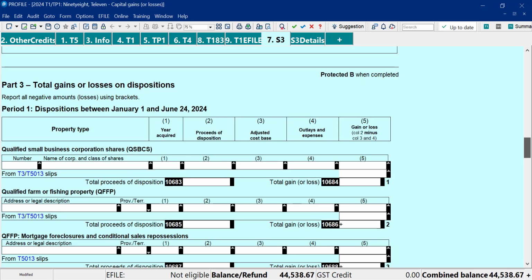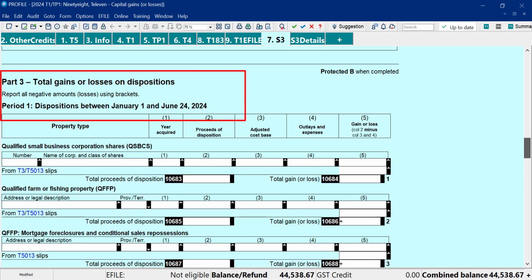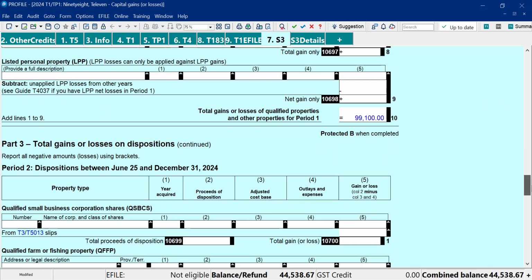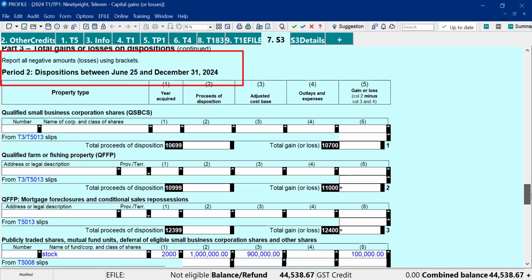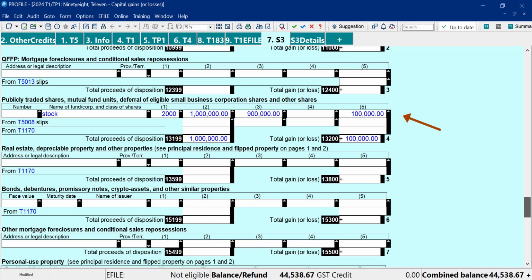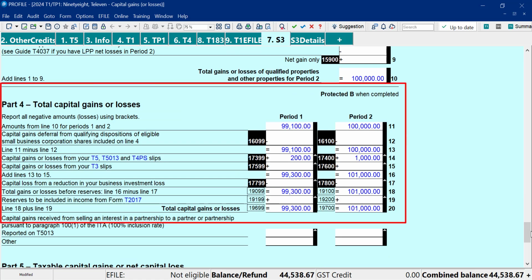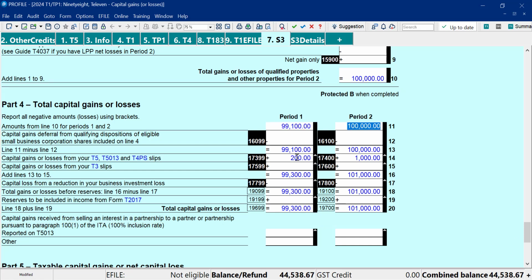If I look on the Schedule 3, there's the Part 1 dispositions between January 1st and June 24th, 24. And I've got another stock there that I entered on S3 details. If I scroll down further, there's period 2 dispositions between June 25th and December 31st, 24. And I've got the other stock I entered. Part 4 summarizes the different transactions in the period, and I have them from above here, and then from the slip they're here.